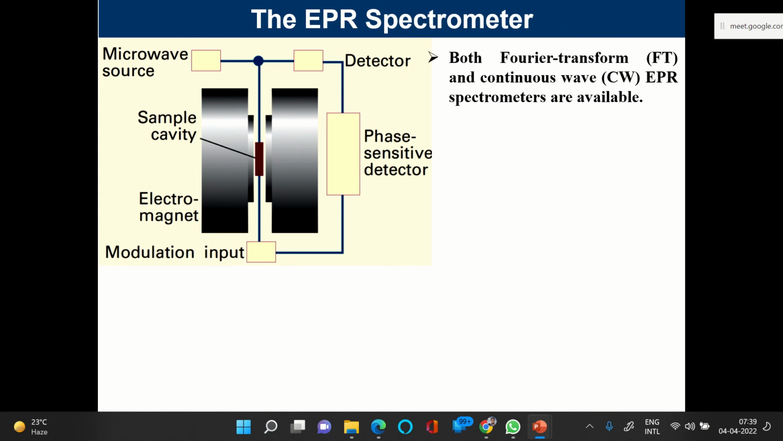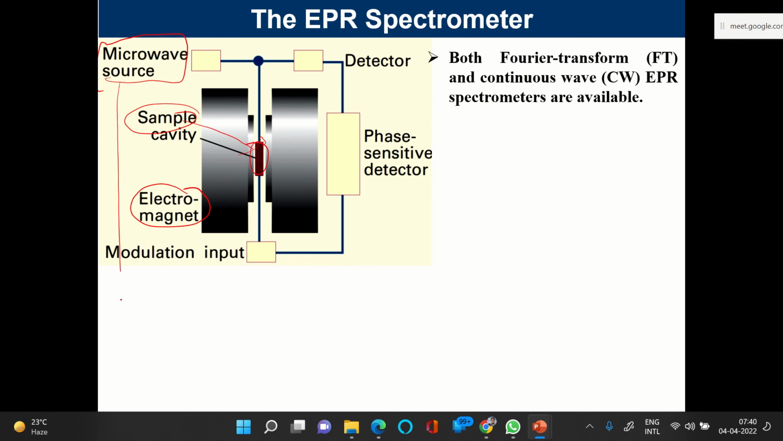A typical EPR spectrometer looks something like this. It has a microwave source, and here is the sample, and the two electromagnets. So this huge structure is your magnet, right? And the small thing that you see put between the cavity, this is the sample, placed over here.